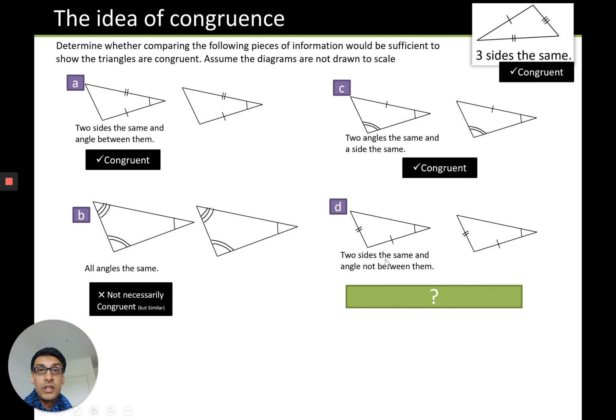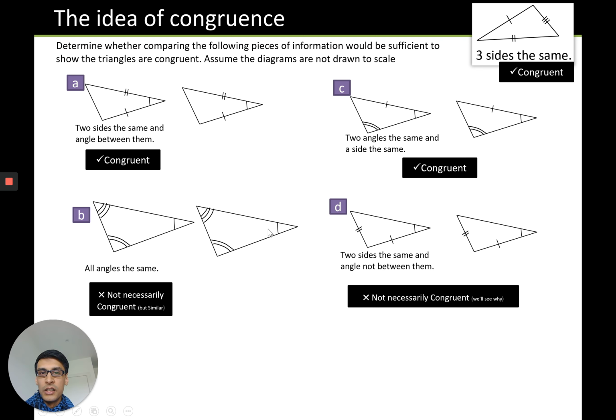And then for question D, two sides are the same and the angle that's not between them. In this case, have a think: could you change anything here to show that they are congruent or not? The answer is, if that angle is fixed and those two lengths are fixed, it's not necessarily enough to prove that they're congruent. And I'm going to show you why in the next video.